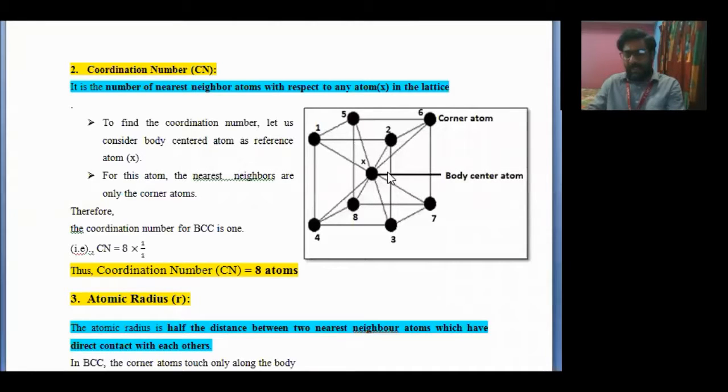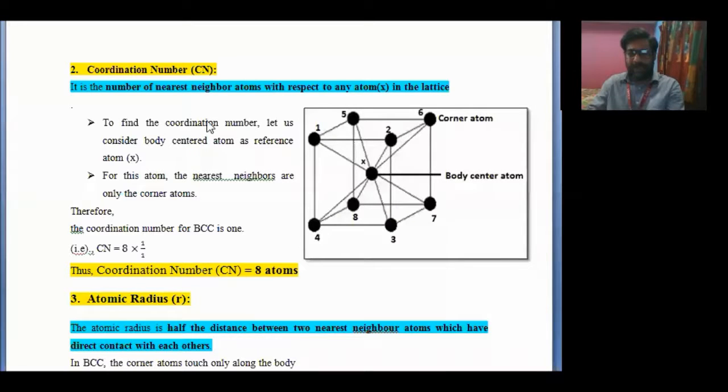For this body-centered atom, the nearest neighbors are only the corner atoms. So we can just count the numbers: 1, 2, 3, 4, 5, 6, 7, 8. So for this body-centered reference atom, the sharing is within its own unit. So the corner atom number is totally 8. So we can say that the coordination number is equal to 8.